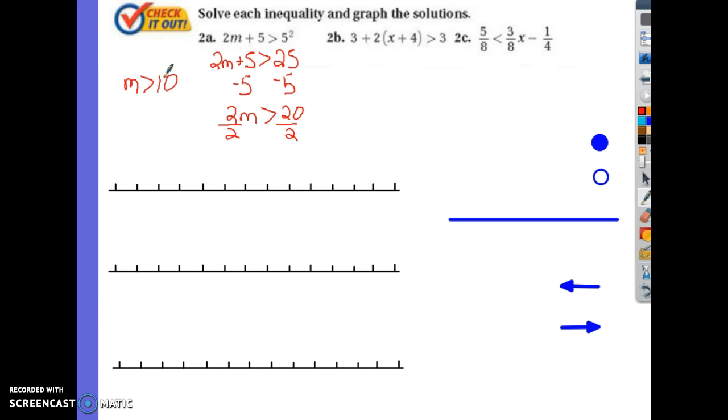It is going to be an open circle. So let's do 10, 9, 8, 7, 6, and then 11, 12, 13, 14, 15. We're going to have an open circle.